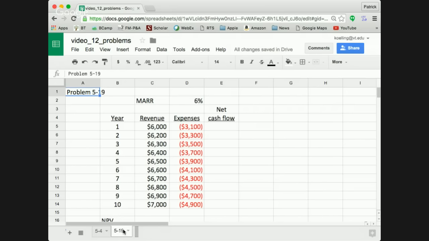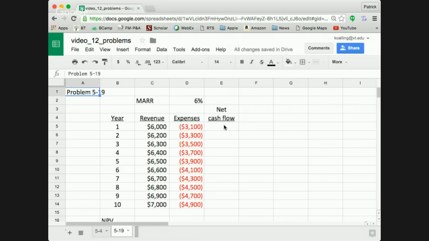If VD's MARR is 6% per year, VD is investing in this, what is the future worth of VD's projected net income? So we want the future worth of VD's projected net income. A couple of things to point out. It looks like the revenue is a gradient, a $100 positive gradient starting at $6,000 and ending at $7,000. Expenses also exhibit a gradient. In this case, the expenses begin at $3,100 and increase by $200 each year for the 10 years.